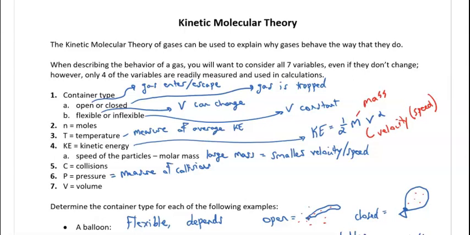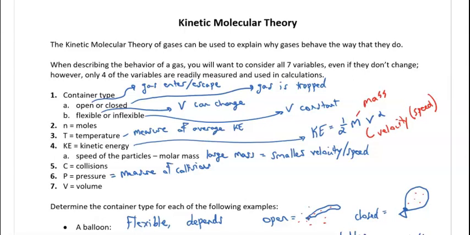Is it trapped inside? Is it flexible or inflexible? Can the volume change like a balloon, or is it constant? Is it a rigid container? The second variable we want to consider is the moles. How many gas particles are trapped inside? It's just literally, what's the number?